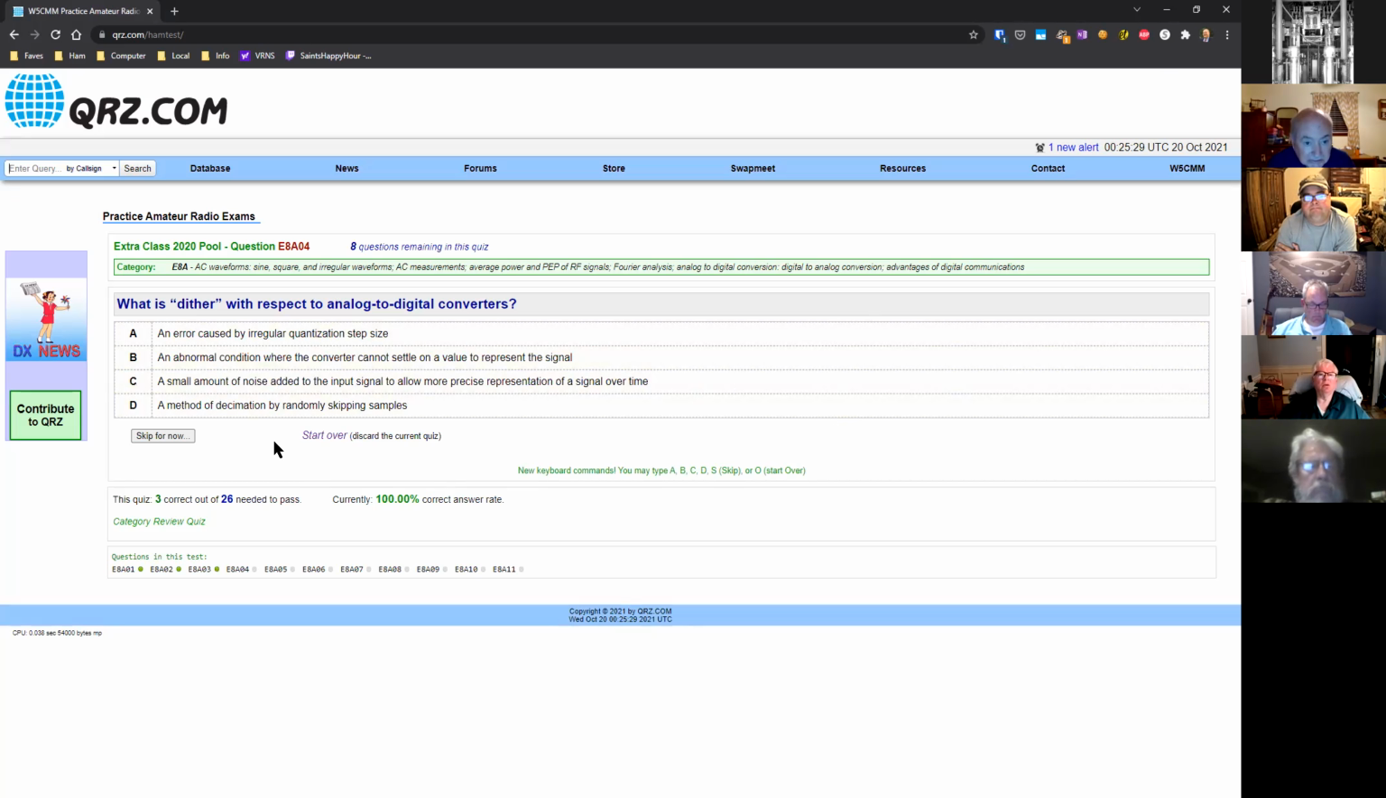What is dither with respect to analog to digital converters? C, a small amount of noise added to the input signal. Yeah, and if you've got an Icom IC-7300, you have the option to introduce dither to help clean up your signal. It seems counterproductive to inject noise in, but it actually helps get a more precise representation.